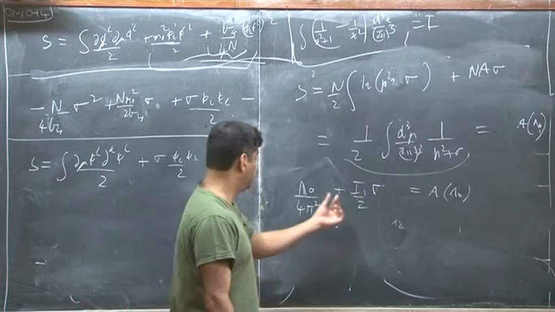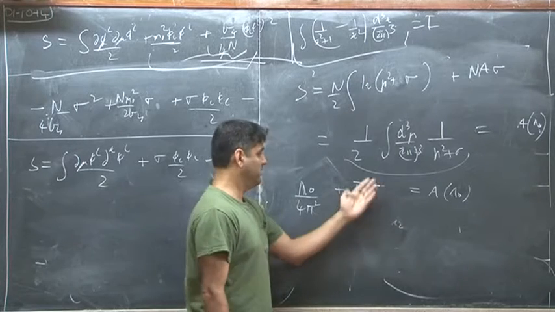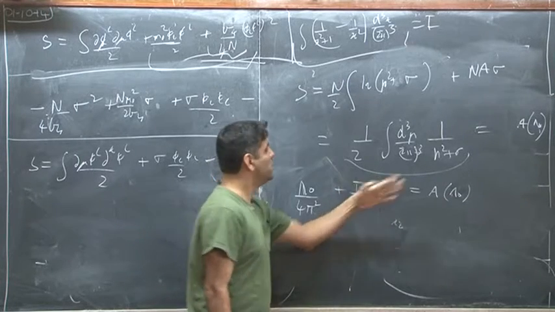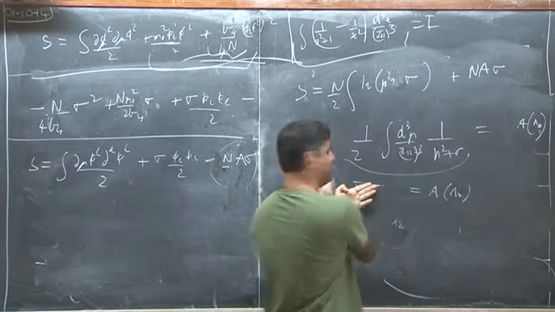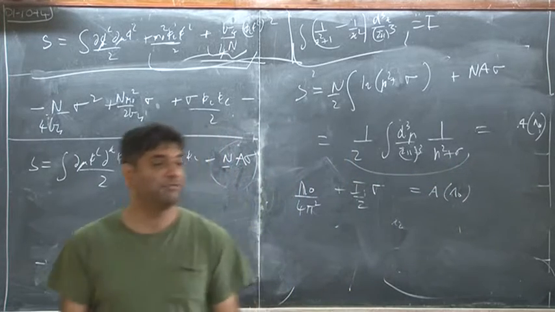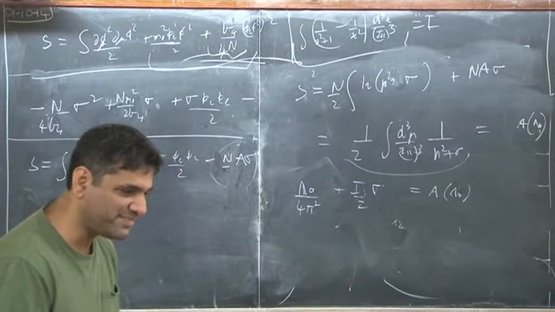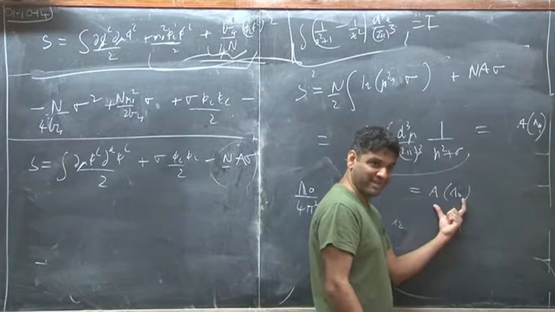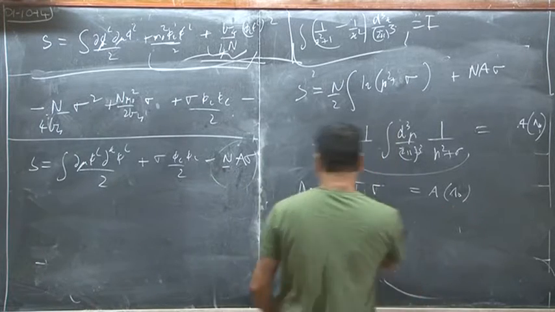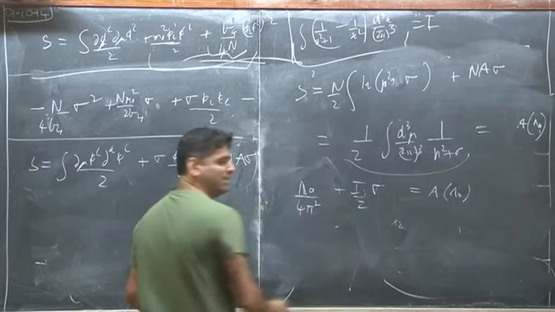Okay? If we were to go to the critical theory, which says sigma equals 0, no poles in the body, then A of lambda naught would simply be lambda naught by 4 pi squared. That would define the critical theory. Okay? The deviation of A of lambda naught away from the critical theory. So this we call A lambda naught critical theory.